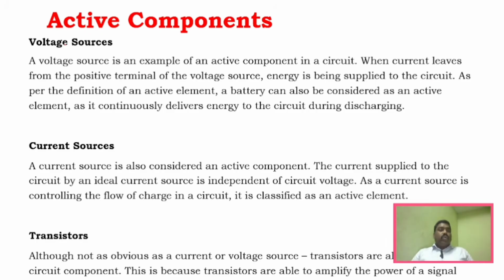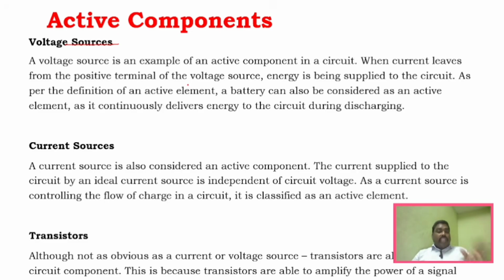And when it comes to active components, we have different components. As I said, a voltage source is an example of an active component, where the current leaves from the positive terminal of the voltage source. Energy is being supplied to the circuit. So whenever energy is being supplied, then that is called an active component, correct? Even a battery is called an active component.